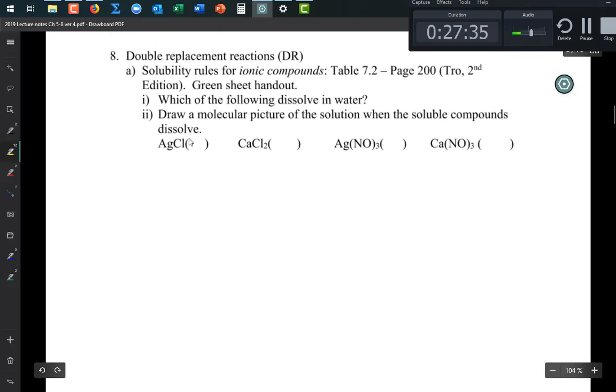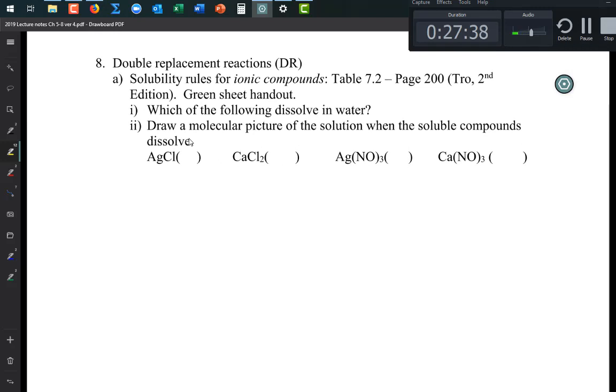So this is what we're going to do. We're going to look at the solubility rules, get the green sheet out, and we're going to figure out which of the following substances will dissolve in water. So what you're going to do first is, for all of these things, you generally look up the ion. The anion.